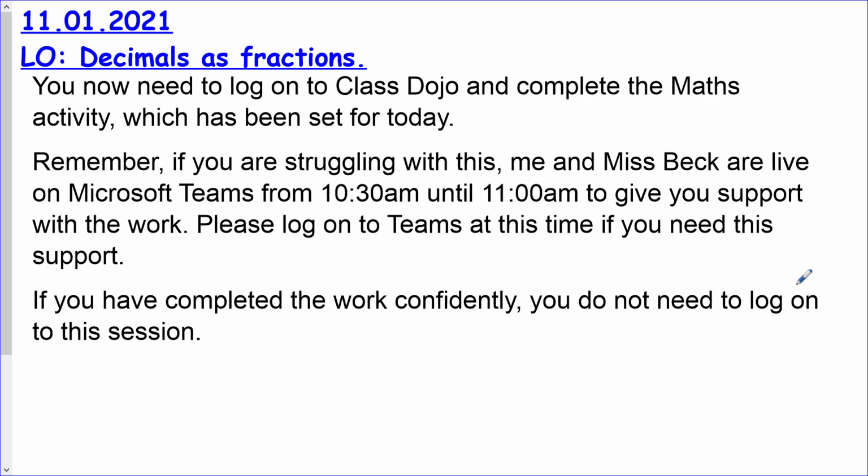Please remember to send pictures of all of your work. So the work in your maths books needs to be sent over a message to myself or to Miss Chapman or to Miss Beck. And the worksheet, the activity that is on Class Dojo, needs to be sent across to your teacher as well, please.